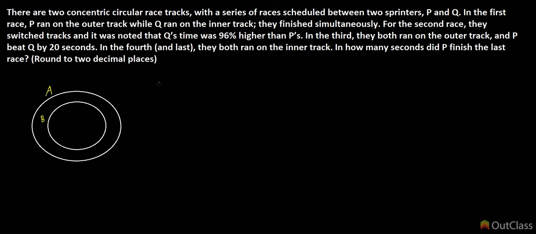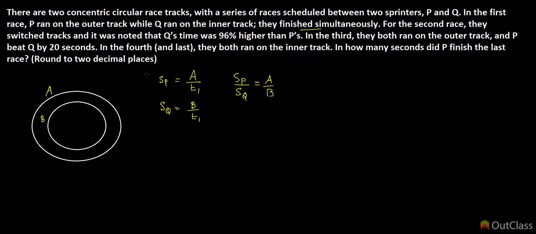So here's what's happening. The speed of P is distance by time, A by T1. T1 I'm assuming is the time taken by both of these people to finish their first race. We know that they finish simultaneously, so for both of them I'm taking T1. SP is equal to A by T1, SQ is equal to B by T1. When you divide this, you will get SP by SQ is equal to (A by T1) by (B by T1), which is the same as A by B. The speed ratio is equal to the ratio of the circumferences.